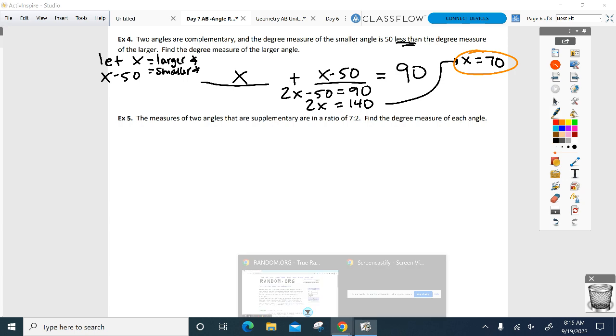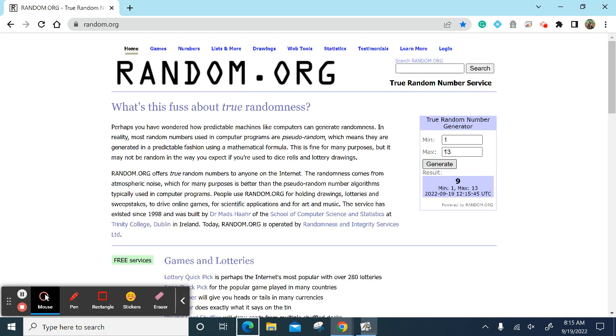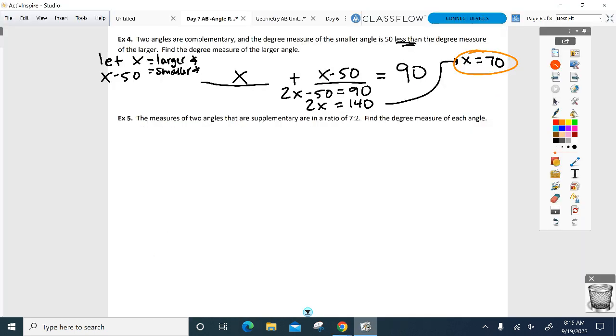Two angles are supplementary. Great. What do they add to then? 180. So again, I'm going to do the same thing I did above. Two angles add to 180 now. Supplementary. All right, help me fill in the blanks.